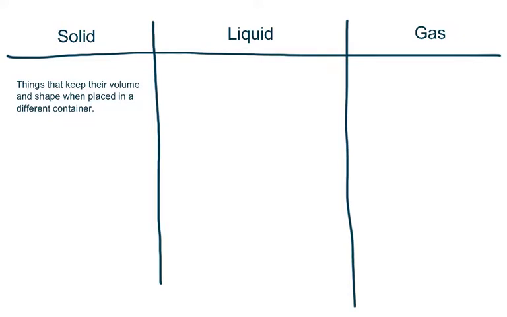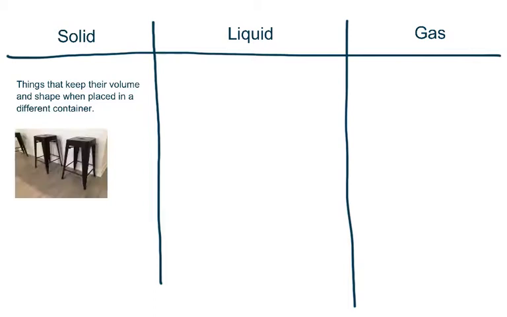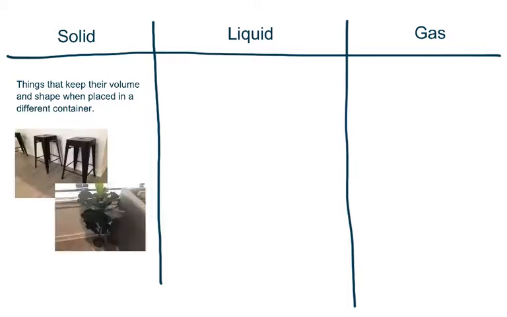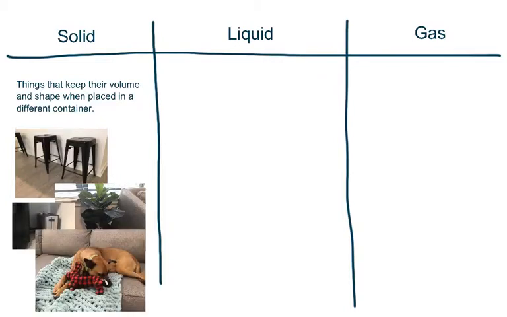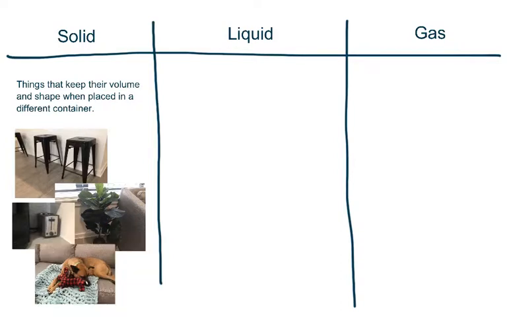So some of the examples of solids that I found in my home were bar stool chairs, a plant, a toaster, and my dog Lily, and her toy. I know that all of these items are solids because they keep their volume, or how much space they take up. They don't get bigger or smaller, and they keep their shape. So if I was to pick up any of these items and move it around, it would keep the same shape in my hands. Go ahead and check your list now. Was everything you found solids?